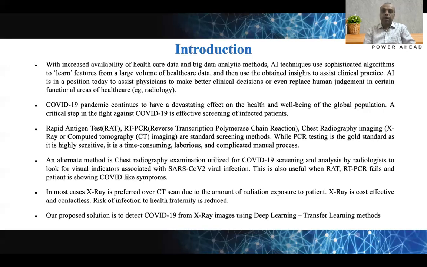In addition to this, we have alternate methods like X-rays and CT scans to detect COVID. Where do we use them? They are primarily used when both RAT tests and RT-PCR tests are negative, and the COVID symptoms are still showing up in the patient. We employ these mechanisms. So today's topic is primarily focused on how we detect COVID-19 or other pathologies in X-rays using AI techniques.